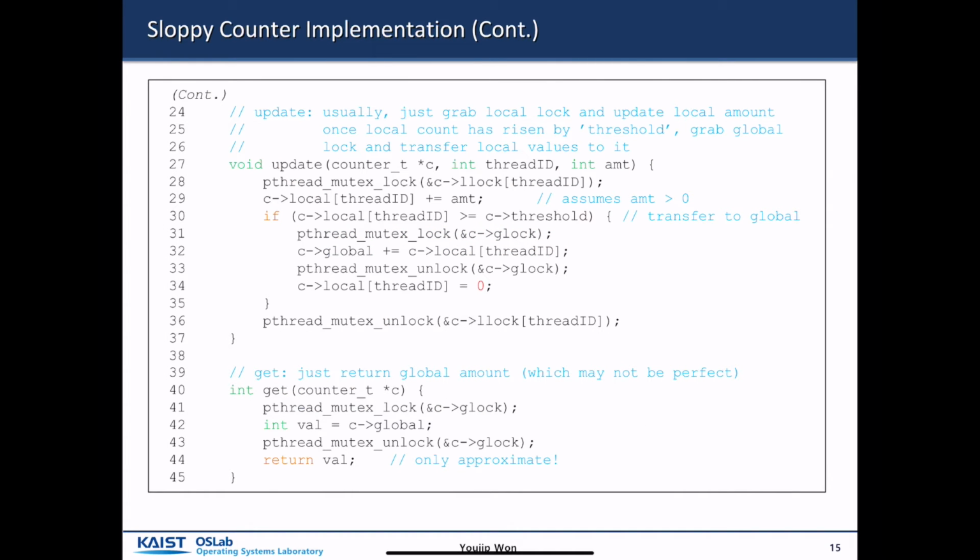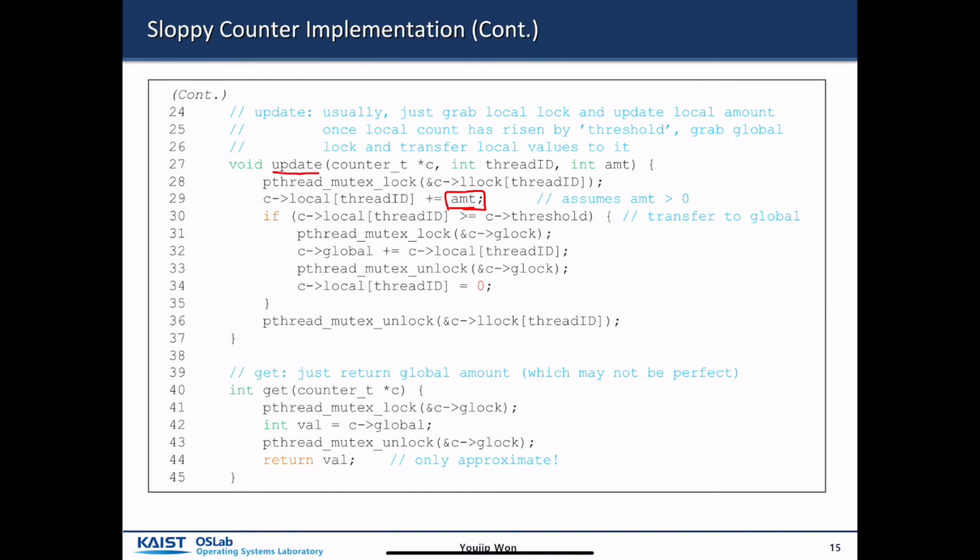And let's look at the update. Counter update is simple. It first identifies the thread, and then it locks the associated lock for the local counter, and then it increases the local counter by a certain amount specified in the parameter.